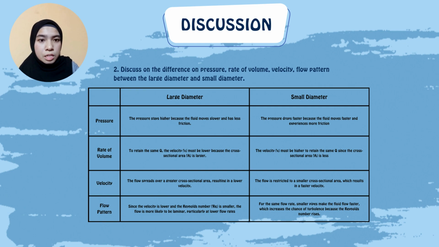You can see the difference in a small diameter. The pressure drops faster because the fluid moves faster and experiences more friction. This is for pressure. For rate of volume, the velocity must be higher to retain the same Q, since the cross-sectional area is less. In velocity, the flow is restricted to a smaller cross-sectional area, which results in a faster velocity. And in flow patterns, the last one, for the same flow rate, smaller pipes make the fluid flow faster, which increases the chance of turbulence because the Reynolds number rises.